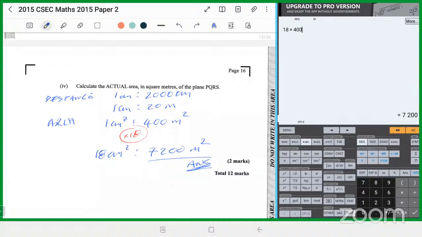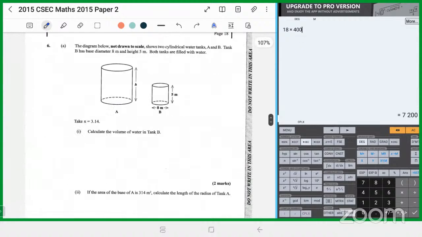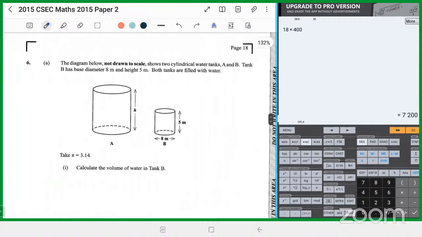If you didn't do the questions, you need to go and do them. That's how it works. The question you didn't do, you can do it now. You need to go and do it by yourself. All right, let's continue. Next question is number 6.